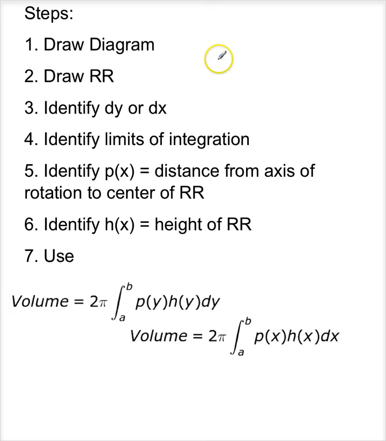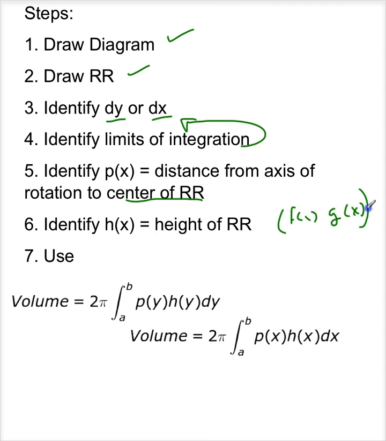Now here are some steps I want you to follow. Always draw a diagram with your representative rectangle. Identify dy or dx. Identify your limits of integration depending on your dy or dx. Now p is the distance from the axis of rotation to the center of the representative rectangle, while h is the height of the representative rectangle, and this is going to be usually f of x minus g of x, or f of y minus g of y. And then use your volume equation.